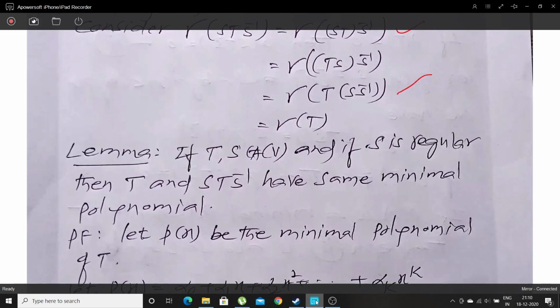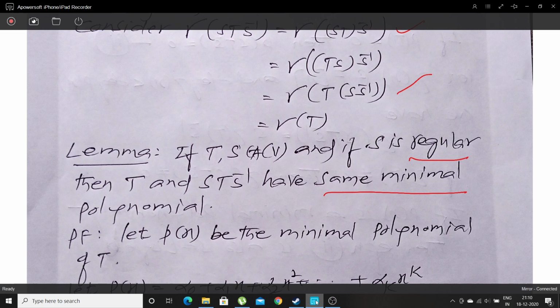The next lemma is also very simple and important. If T and S belong to A of V, and S is regular, then we have to show that T and STS inverse have the same minimal polynomial. You know the definition of minimal polynomial. Before I take the proof, recall that definition.